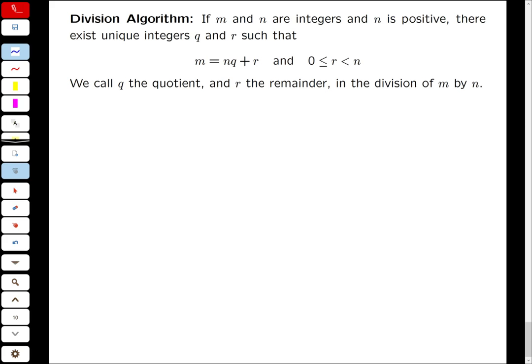Our division algorithm says if m and n are integers and n is positive, there exist unique integers q and r such that m is equal to nq plus r, 0 is less than or equal to r is less than n. q is the quotient, r is the remainder in the division of m by n. So the hypothesis: let m and n be integers where n is going to be greater than 0. I have to find integers q and r so that m is equal to nq plus r.